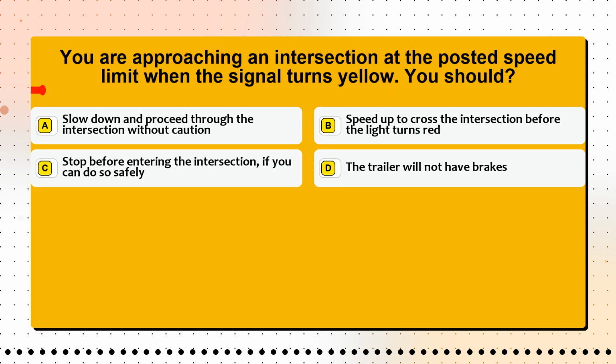Question 76. You are approaching an intersection at the posted speed limit when the signal turns yellow. You should? Here are the options. Option A, slow down and proceed through the intersection without caution. Option B, speed up to cross the intersection before the light turns red. Option C, stop before entering the intersection if you can do so safely. Option D, the trailer will not have brakes.